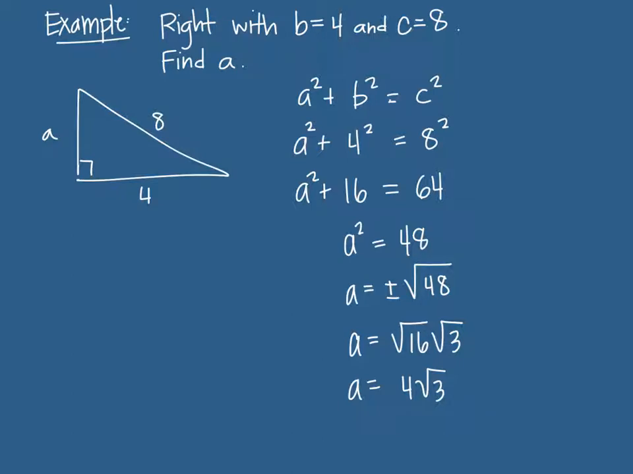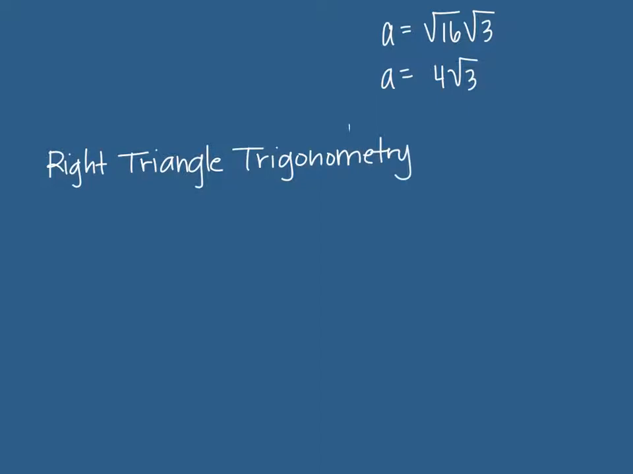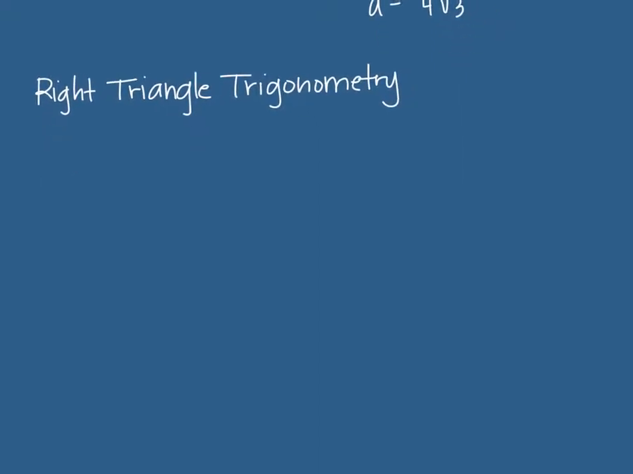Good. Okay, so now we go into the other theme of the lesson. That was just right triangle Pythagoras. This now is right triangle trig. In order to do right triangle trig, you need the angles labeled as well. We use Greek letters to do that.